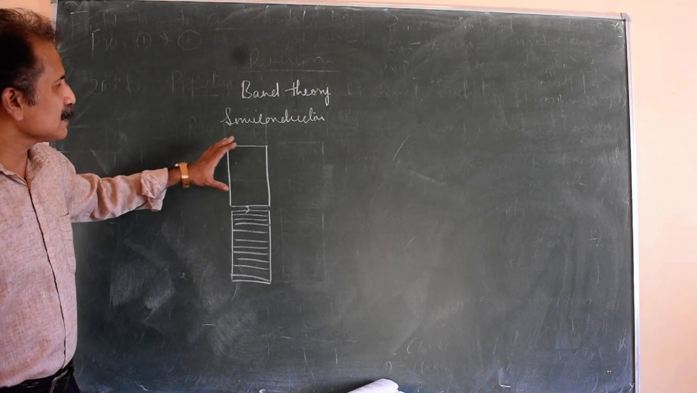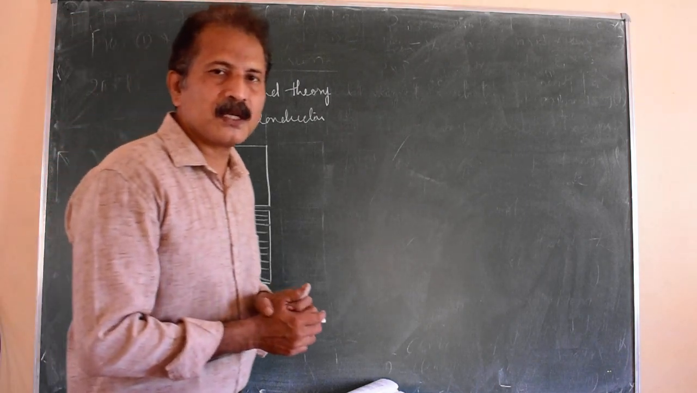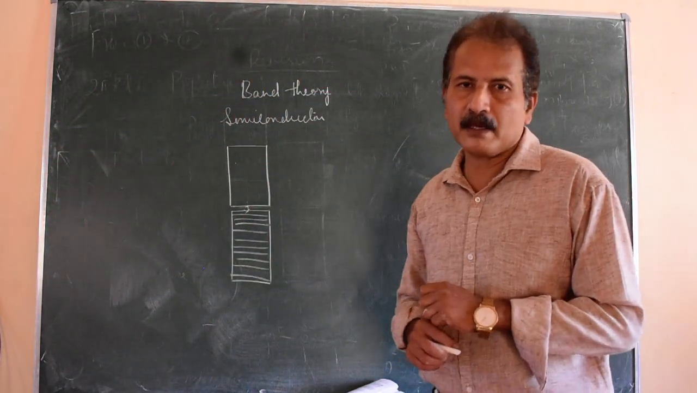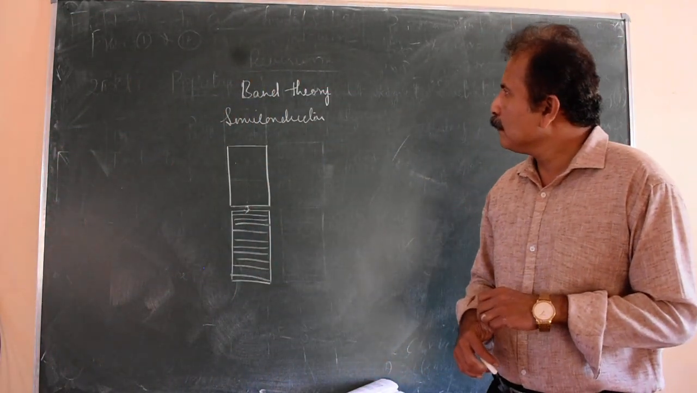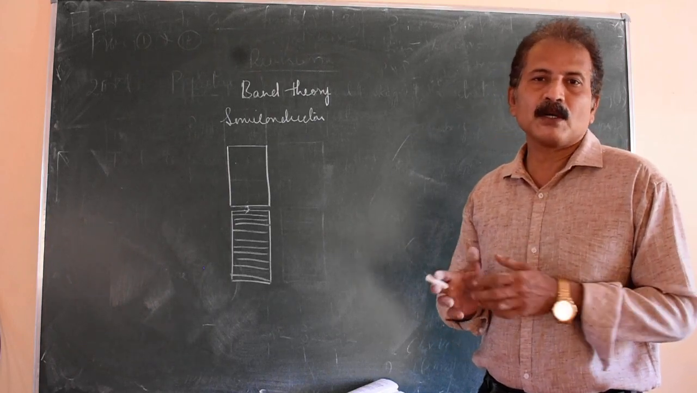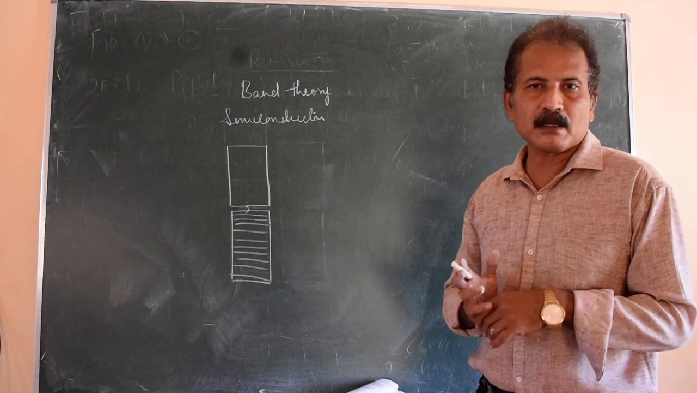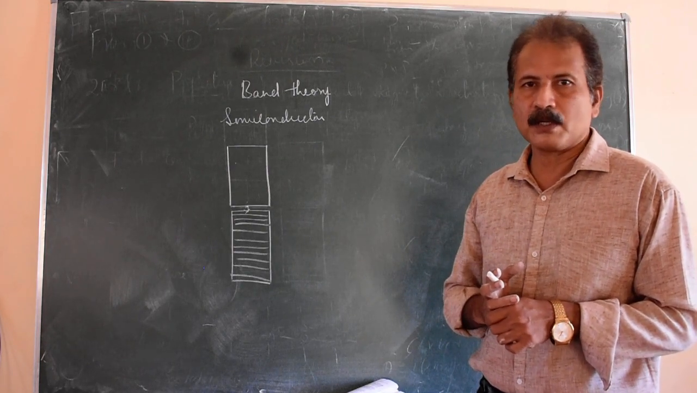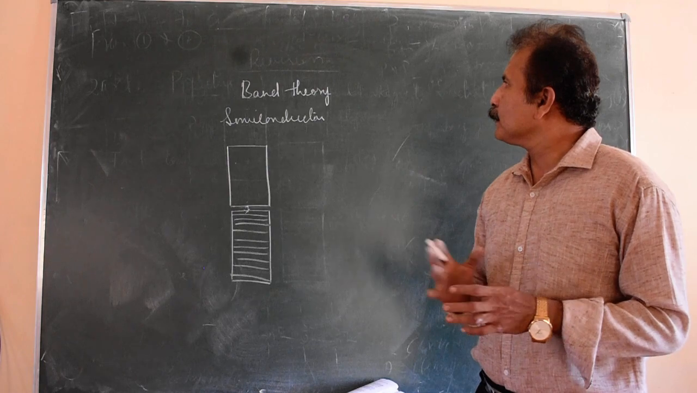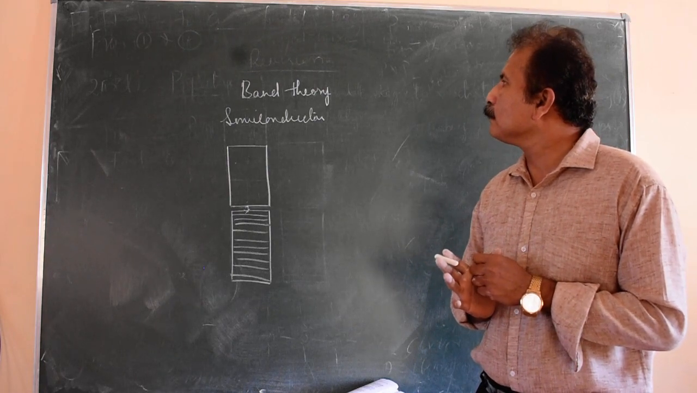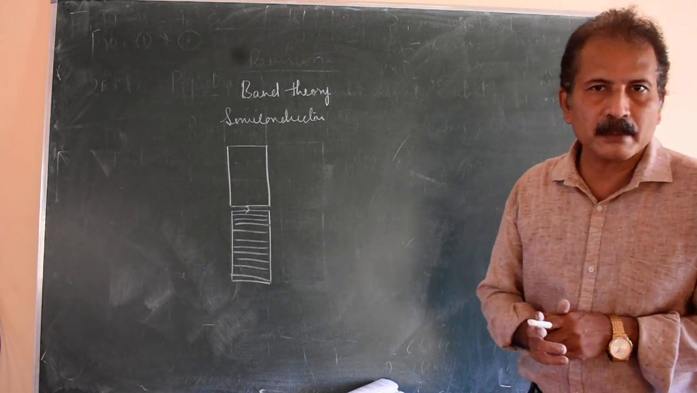Understood? So this is a graphical explanation using band theory, which tries to tell you why a solid will behave as a conductor, why it behaves as a semiconductor, why it behaves as an insulator. So this is the electrical property. Then the next part, let us take it in the next class.